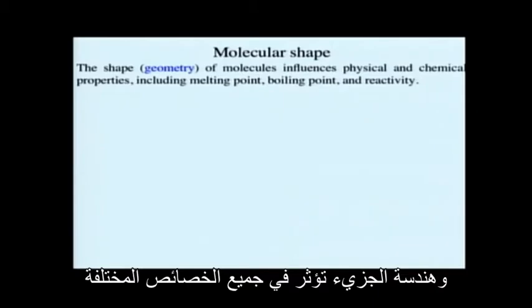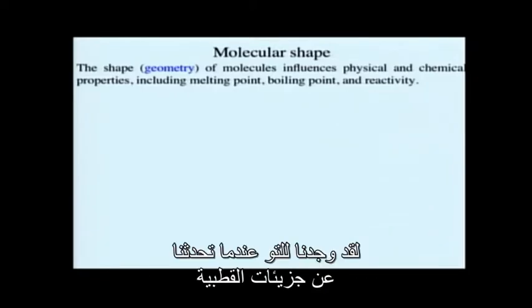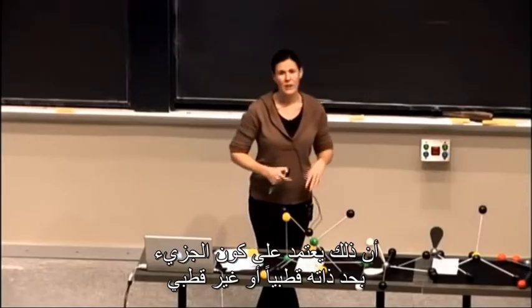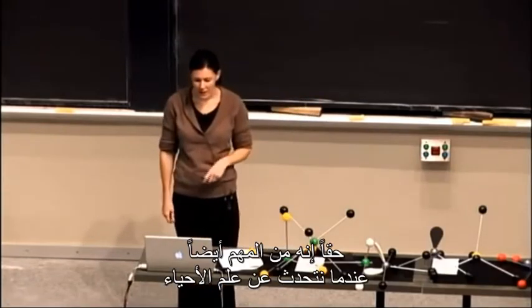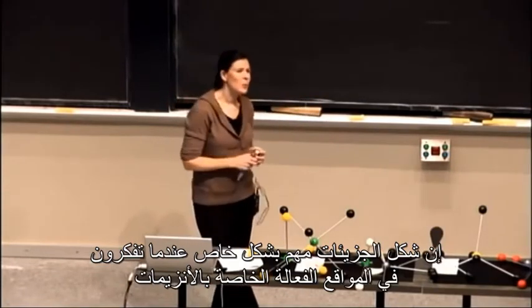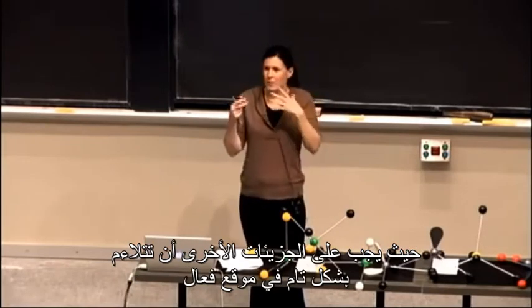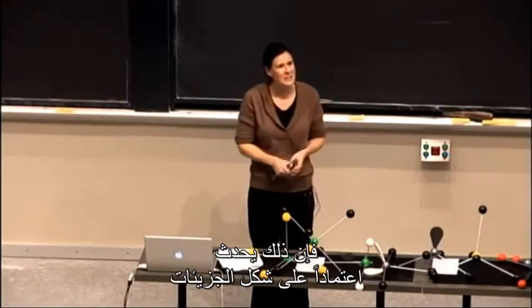And the geometry influences all of its different properties, including things like melting point or boiling point, its reactivity. We just saw when talking about polar molecules that it influences whether or not the molecule itself is polar or apolar. It's also really important when we talk about biology. Shape is particularly important when you think about enzymes having an active site where a molecule needs to fit perfectly into the active site. It does that because of its shape.